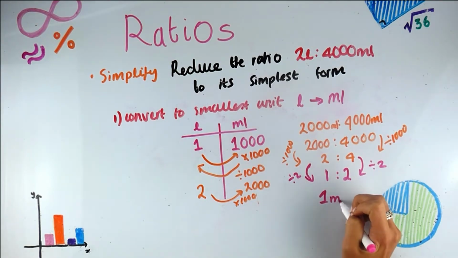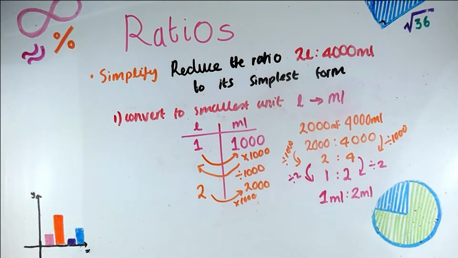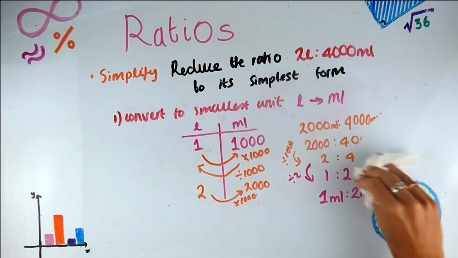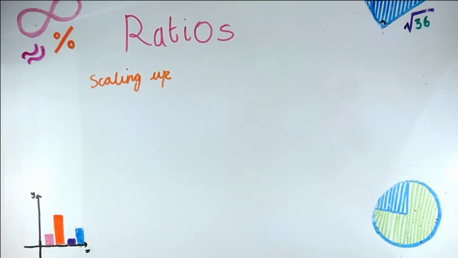Let's stick the units back in. And there we go. We've reduced it to its simplest form. Now we're going to move on to something a bit different. Okay, so we're now going to look at scaling up, so it's kind of doing the opposite. So this is more of an applied thing.